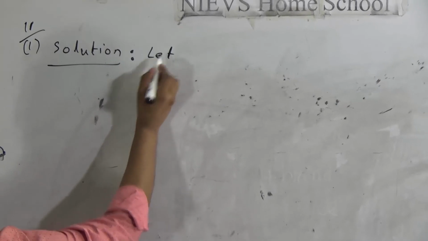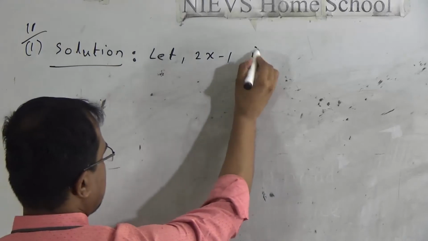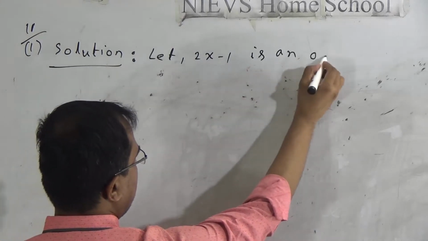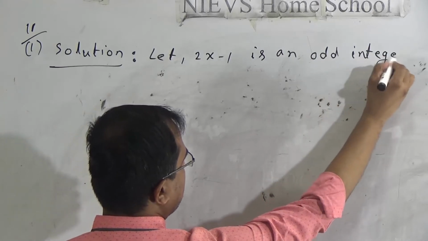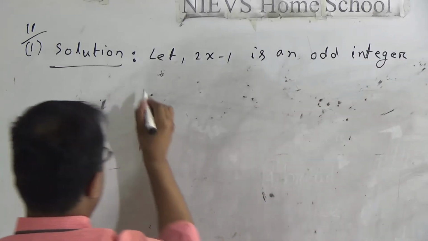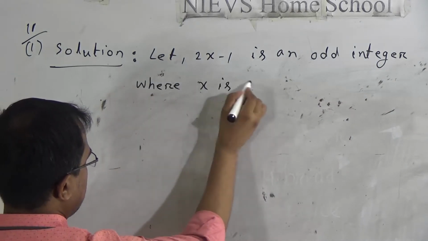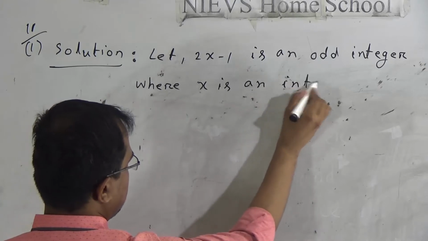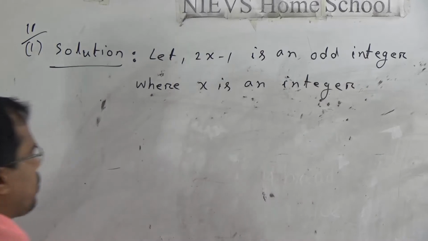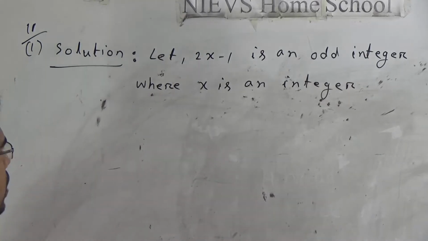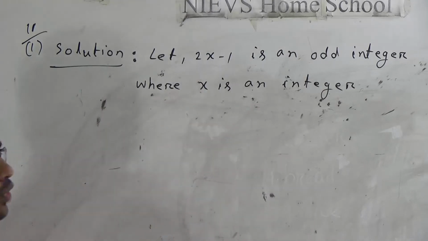Let 2x minus 1 be an odd integer where x is an integer. Dear students, at first we have considered 2x minus 1 is an odd integer where x is an integer. The value of x may be 1, 2, 3, 4, 5, any number.